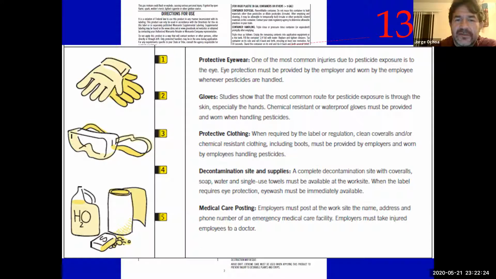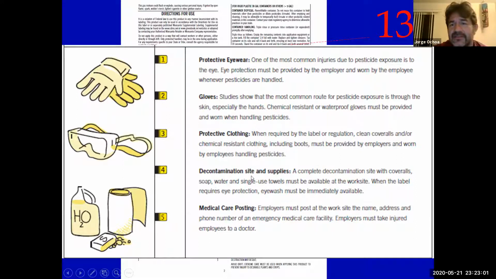Gloves that are going to be latex or chemical resistant, not leather gloves, not cotton gloves, but some kind of chemical resistant gloves. Protective clothing, most often, if you have to wear a full suit, that'll be great. In other cases, it will just require for you to wear long sleeves. So long sleeve shirt at a minimum, but read the label because that's very important.